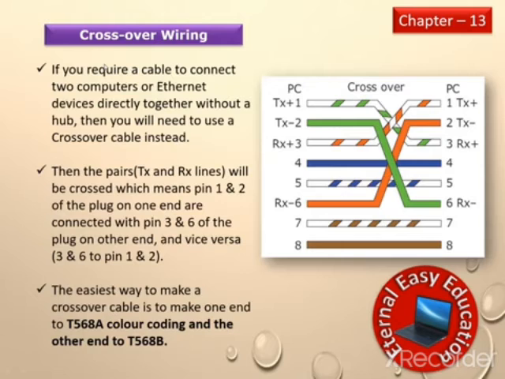Next one is crossover wiring. If you require a cable to connect two computers or Ethernet devices directly together without a hub. So we use crossover wiring when there is a need to connect the devices directly without a hub, then you need to use the crossover cable. Then the pairs TX or RX will be crossed, which means pins 1 and 2 of the plug at one end are connected with pins 3 and 6. 1 is connected with 3 and 2 is connected with 6.